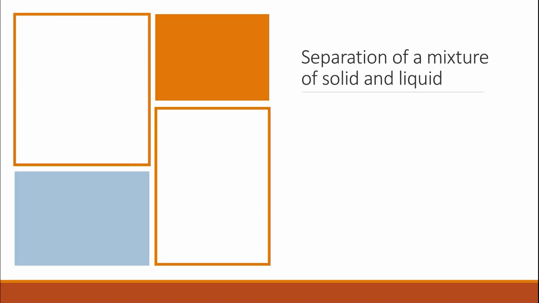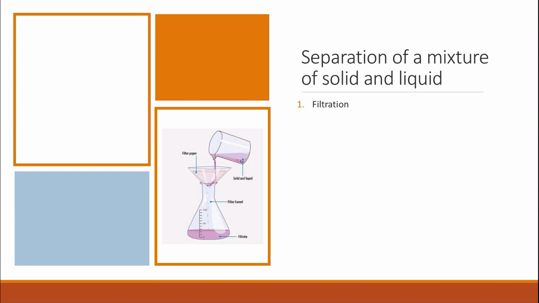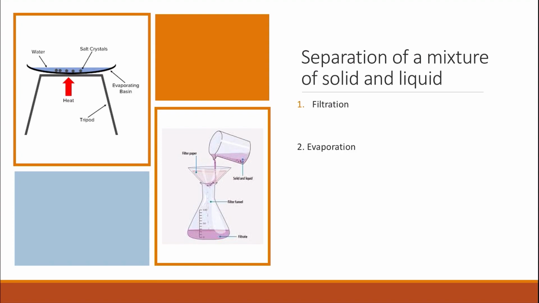So moving on to talk about separation of mixtures. If you have a solid with a liquid as a mixture and you want to separate the solid, the first method is filtration. Filtration is used when you have a solid which is insoluble in the liquid, like sand in water. You simply filter the sand. And then evaporation: if the solid is soluble in the liquid, then you can evaporate the liquid, and the solid will remain in the evaporating basin.